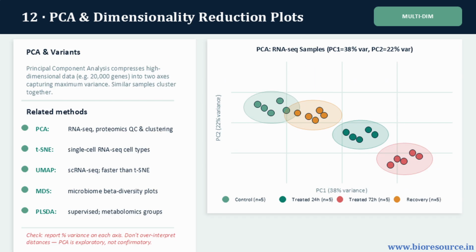PCA plots are used when the data have many dimensions. For example, RNA-seq data may involve thousands of genes. PCA compresses that complexity into 2 or 3 principal components. Samples that are similar cluster together. Samples that are different separate. This makes PCA useful for quality control, identifying batch effects, and exploring treatment separations.